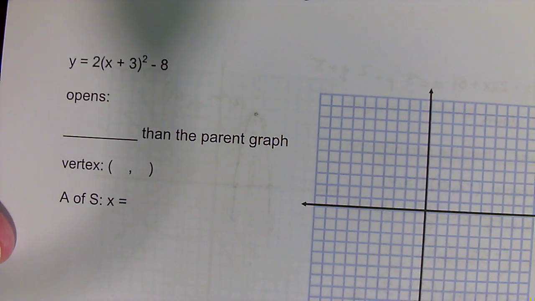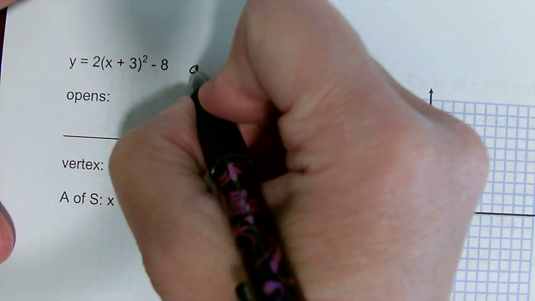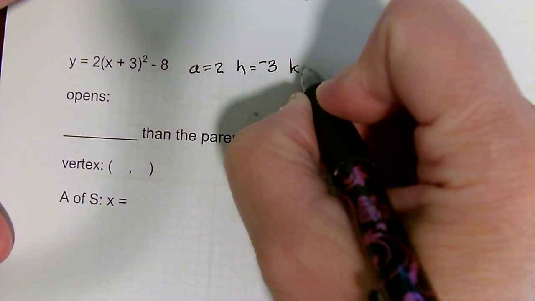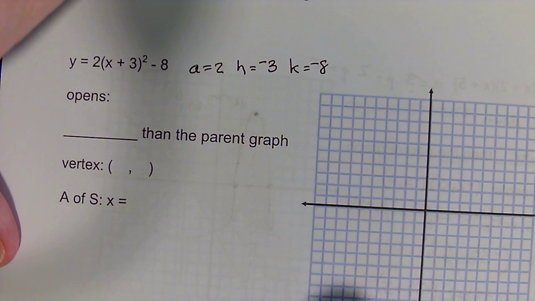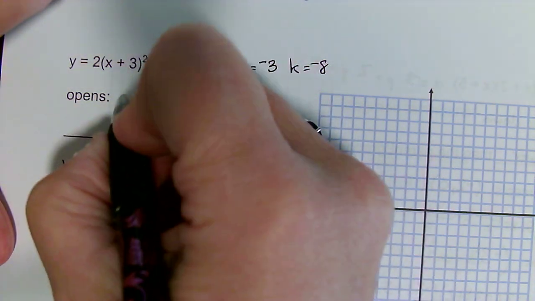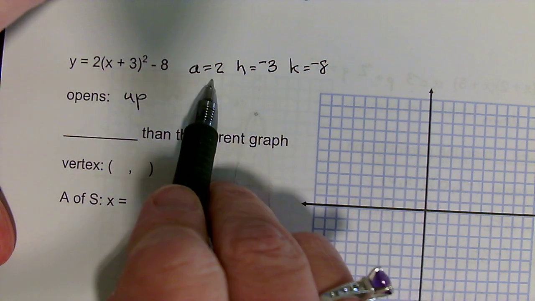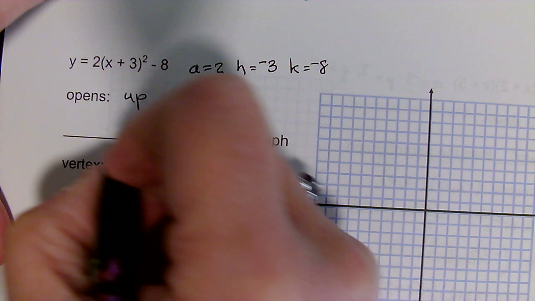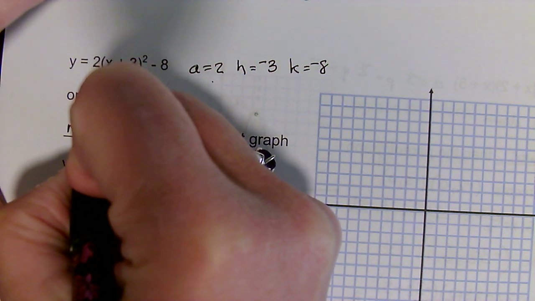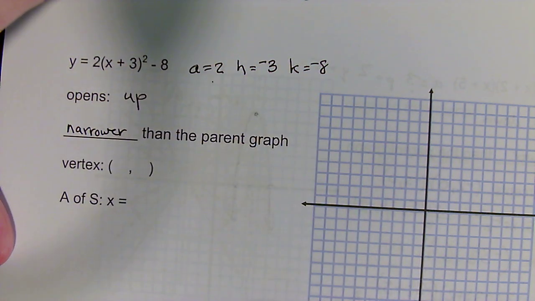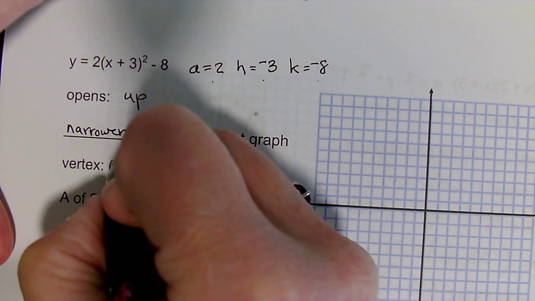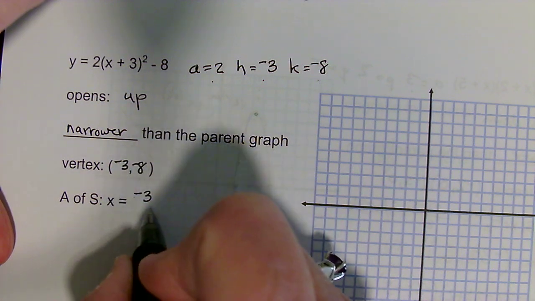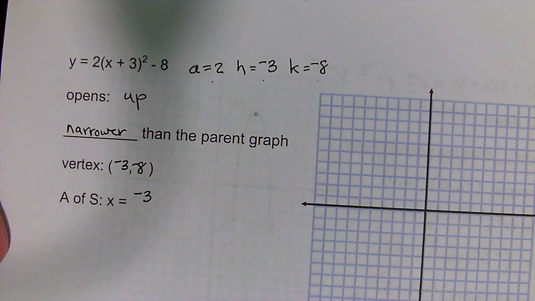So for this one, A is 2, H is negative 3, and K is negative 8. Since A is positive, it opens up. Since the absolute value of A is greater than 1, it's going to be stretched vertically, so it's going to appear narrower than the parent function. The vertex is H, K, negative 3, negative 8, and the axis of symmetry is always x equals whatever the x-coordinate of the vertex is.